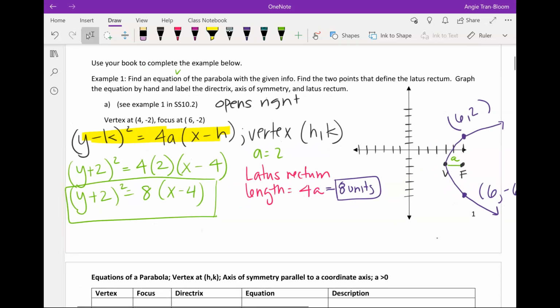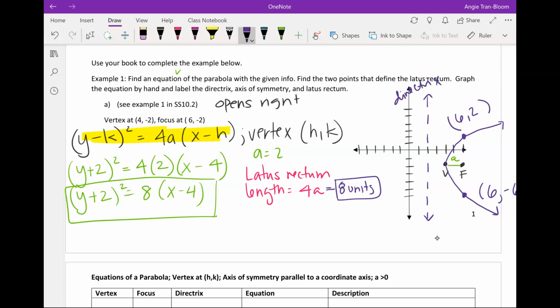It says graph the equation by hand. We did that, check. And label the directrix. Where do you think the directrix is located? In front of the vertex or behind? How many units behind? 2. A unit behind, which we should already know. A is 2, and I'm using a dashed line, you don't have to. I think your book uses solid. This is your directrix.